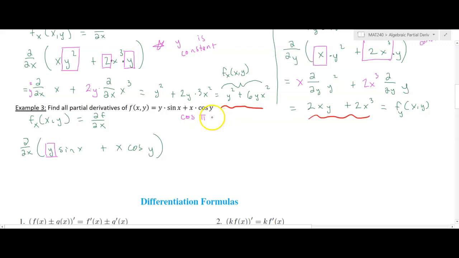And one of the things we may notice here is that this is going to end up equaling -1. And so that's going to be a constant. So if y is a constant, then cosine of y will be a constant as well.